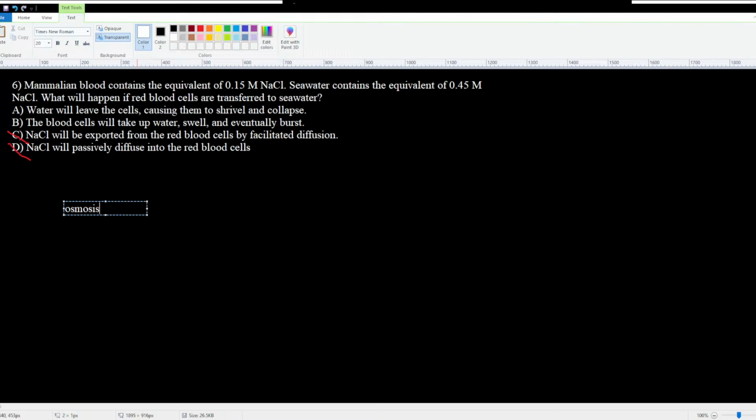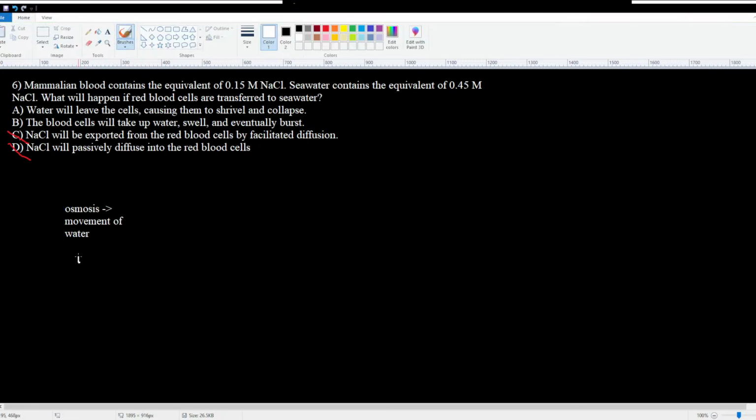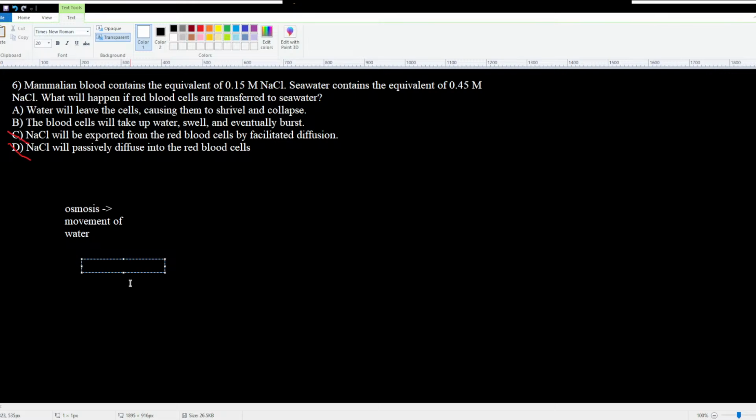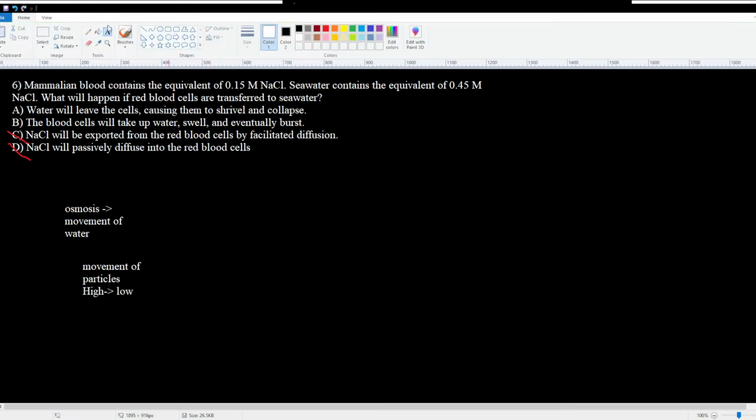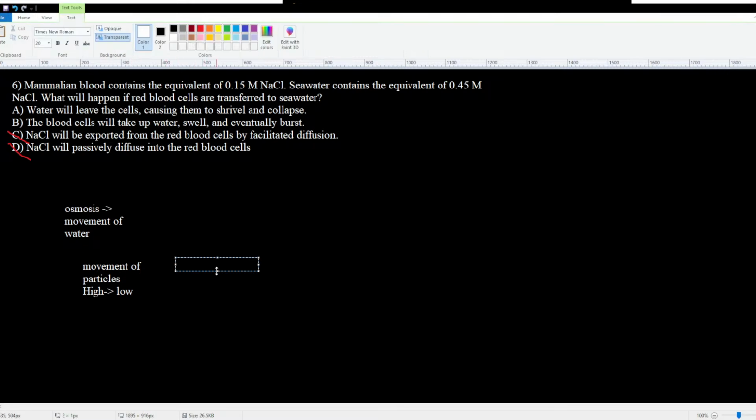Osmosis is the movement of water, and specifically water. Only water can do osmosis. So water is the special exception. So when we're talking about the movement of particles, it always goes from high to low, right? That's the concentration gradient. But if we're talking about water, then we go from low to high.